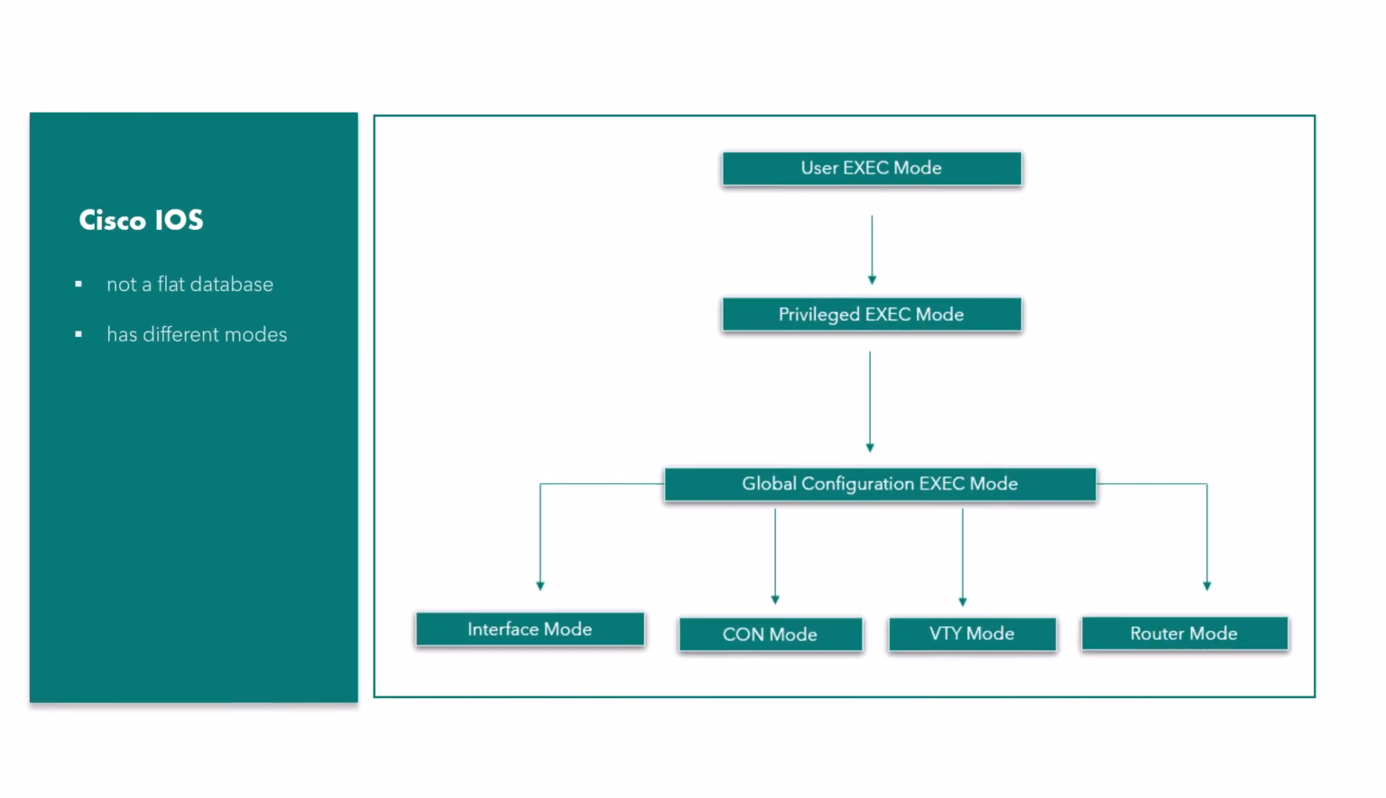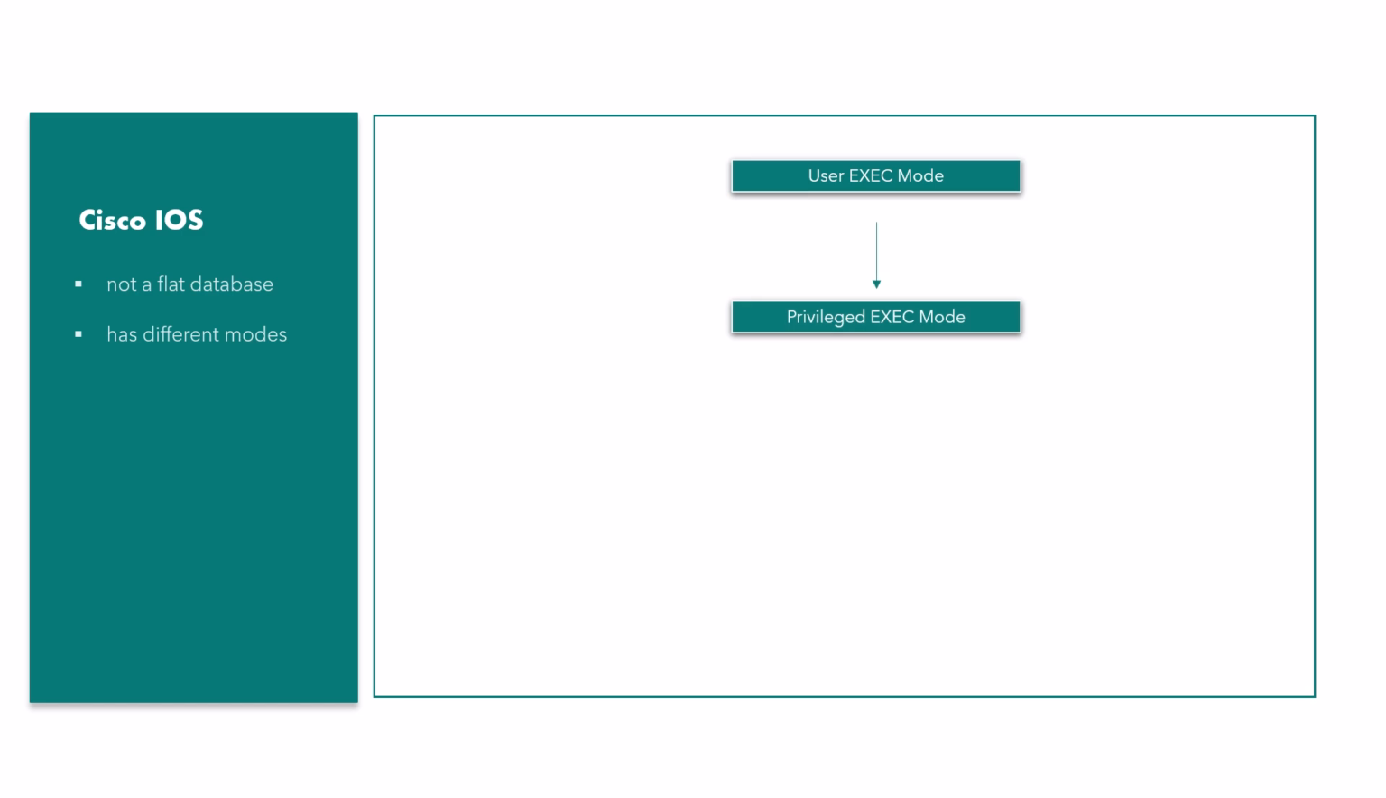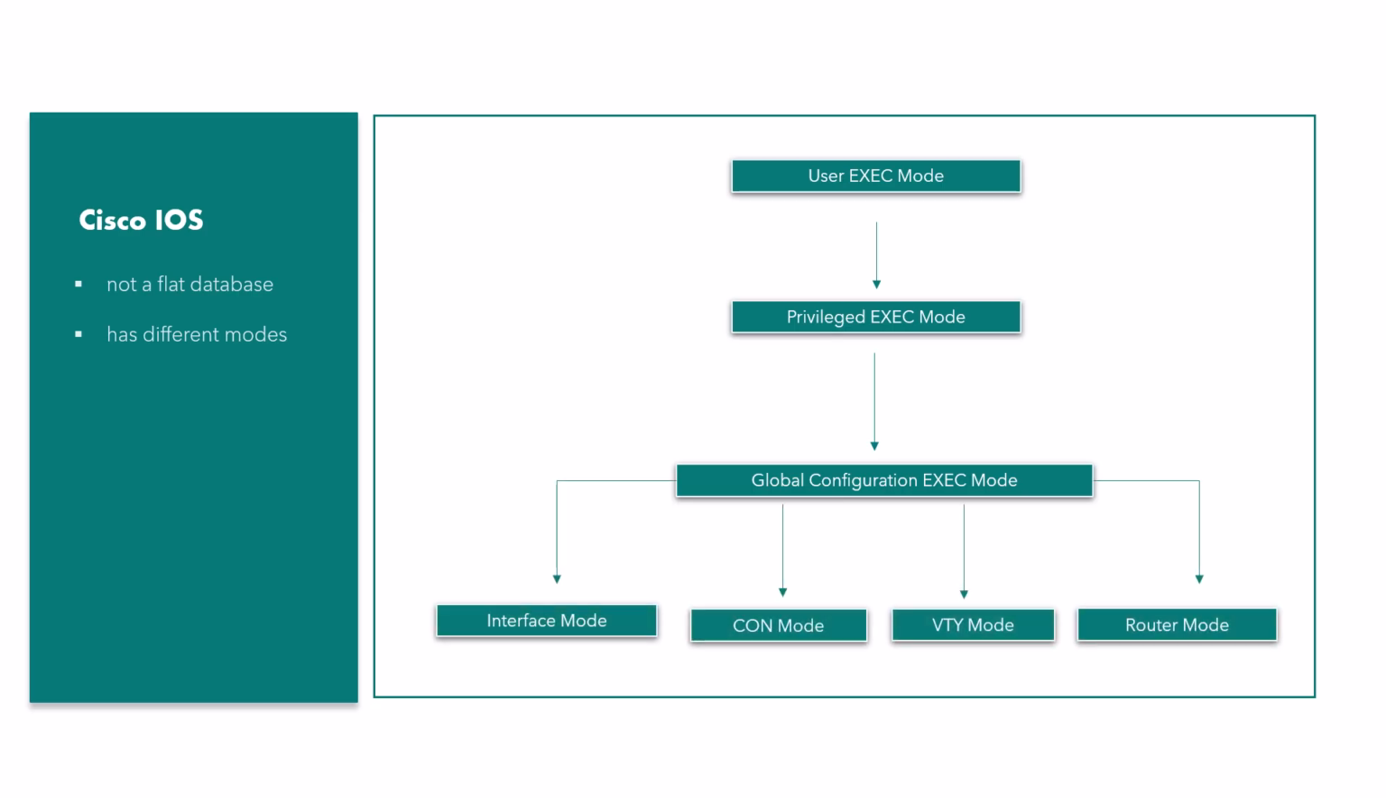Cisco Router's iOS is not a flat database. It has different modes. When you turn the router on, you'll access User Mode. From User Mode, you can access Privilege Mode. From Privilege Mode, you can access Global Configuration Mode. From Global Configuration Mode, you can access other modes such as Interface, CON, VTY, and Router modes.